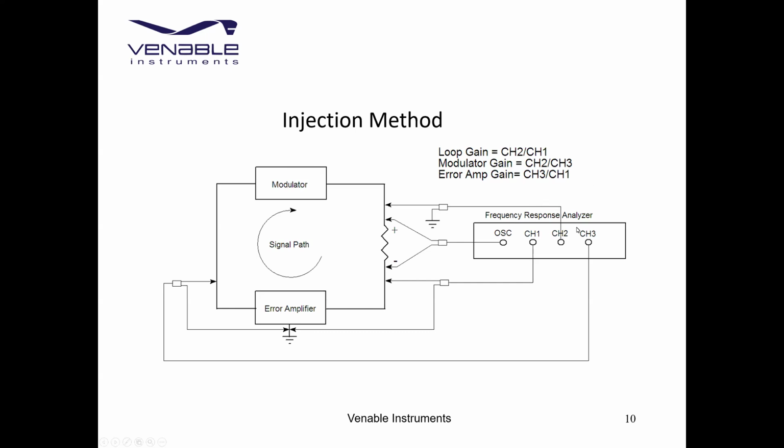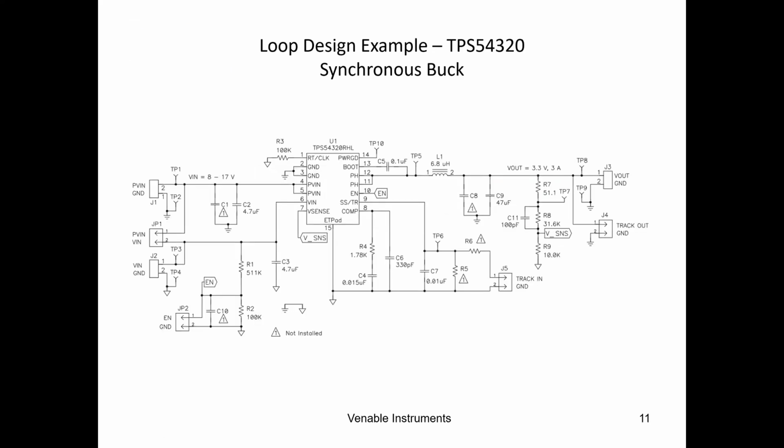If you only have two channels, you could just move, say, channel 2 over to where channel 3 is connected, and that'll allow you to measure the error amplifier. Or you can move channel 1 to where the error amplifier point is, and that would give you the transfer function of the power stage or modulator. So once you find the correct injection point, you can measure any transfer function in that loop.